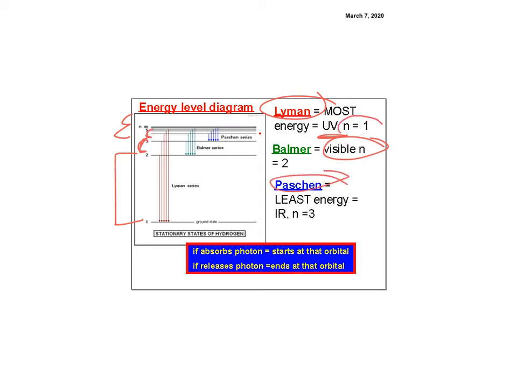Remember, if there's an n=1 involved, it's Lyman because of this huge jump, right? It doesn't matter if it jumps from here to here, or here to here. As long as it makes that big jump, it's going to have a lot of energy.